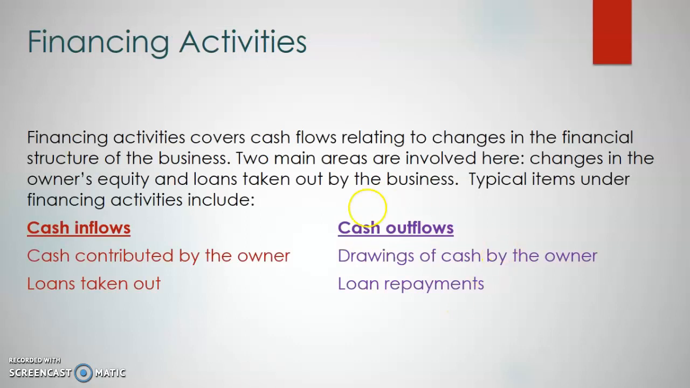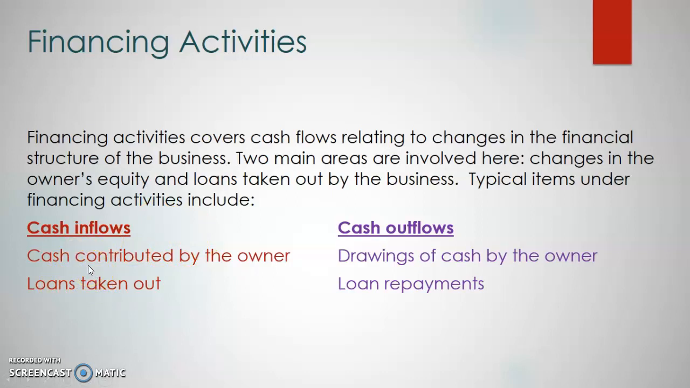So financing activities covers cash flows relating to changes in the financial structure of the business. Whatever makes changes to the finances of your business is your financial activity. The main areas of concern here are the owner's equity and also the loans taken by the business. Owner's equity is capital, and loans taken out by the business from a bank or any other source.